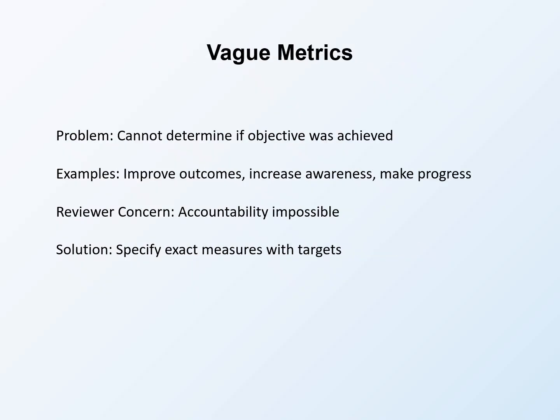Vague metrics represent another fatal flaw. The problem is that you cannot determine if the objective was achieved. Without clear metrics, success and failure become matters of interpretation. Accountability disappears. Examples include improve outcomes, increase awareness, and make progress. These sound positive but commit to nothing specific. What exactly will improve? By how much? How measured? Reviewer concern focuses on impossible accountability. Funders want to know if investments produce results. Vague metrics prevent this assessment.